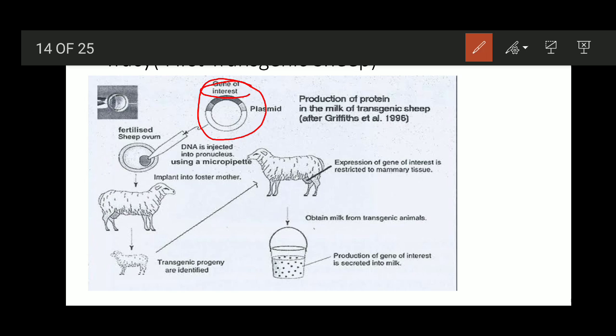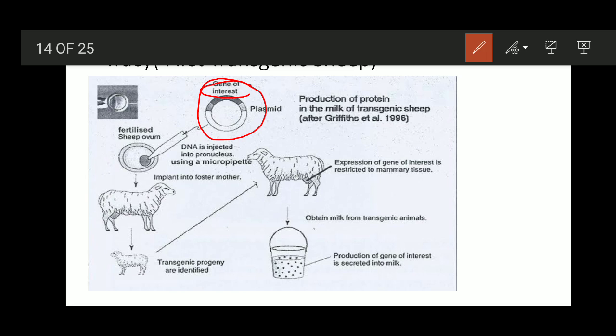The vectors used for animal cells are retroviruses. That could be the vector, or in some cases we can use bacterial plasmids also. So in the plasmid the gene of interest is inserted, and the vector used here contains the gene of interest as well as the promoter gene, that is beta lactoglobulin. Now this is a recombinant DNA because it contains the vector DNA plus the gene of interest.